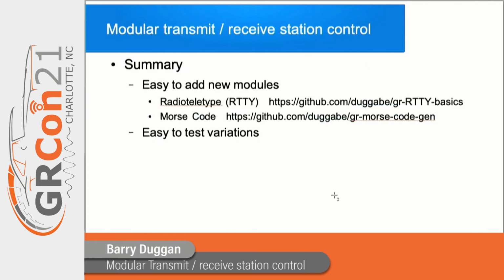So in summary, it's easy to add new modules. I'm thinking about adding my radio teletype, which is another repo, and my Morse code transmitter, which is one of my other repos. And then also I'm looking at doing a BPSK with hardware, or a QPSK with hardware, or maybe both, and integrate them with this package.